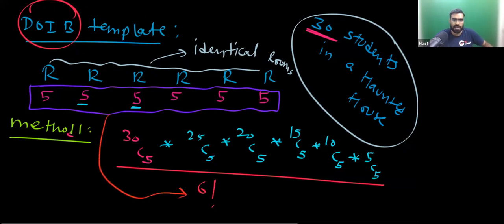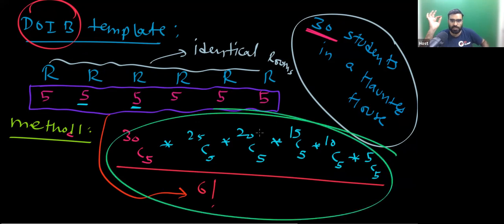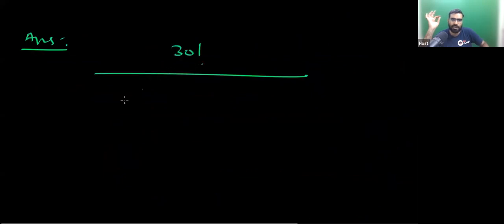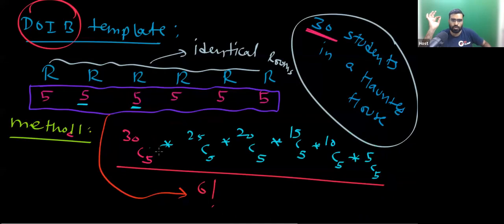Is this point clear? If you simplify this equation, what are you going to get? Tell me, if you simplify this complete equation, let me tell you, you will get this final answer. The answer that you will get will be 30 factorial divided by 5 factorial. Okay, so you can check.